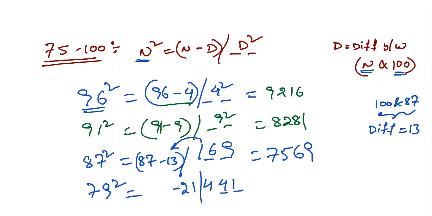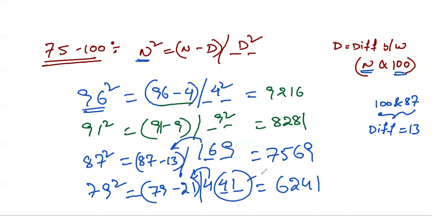But 21 should be subtracted from 79. 79 minus 21, that is 58. But 4 is carry. 6241. This 41 will be this one only. What we are adding is 4, added to 79 minus 21. So here 79 minus 21 is 58 obviously. 58 and 4 is added, 62. Then the answer is 6241.